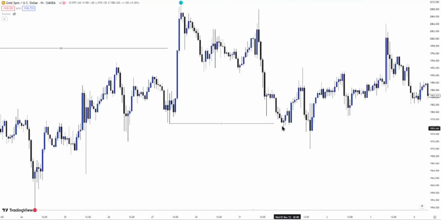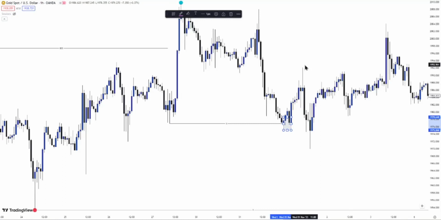Price wicked below. Now, you could have taken advantage of this OB here. This is an OB here, this one. You should have taken advantage of it when price wicked below that inducement. You should have taken advantage of this candle here, this OB here, to take price higher.